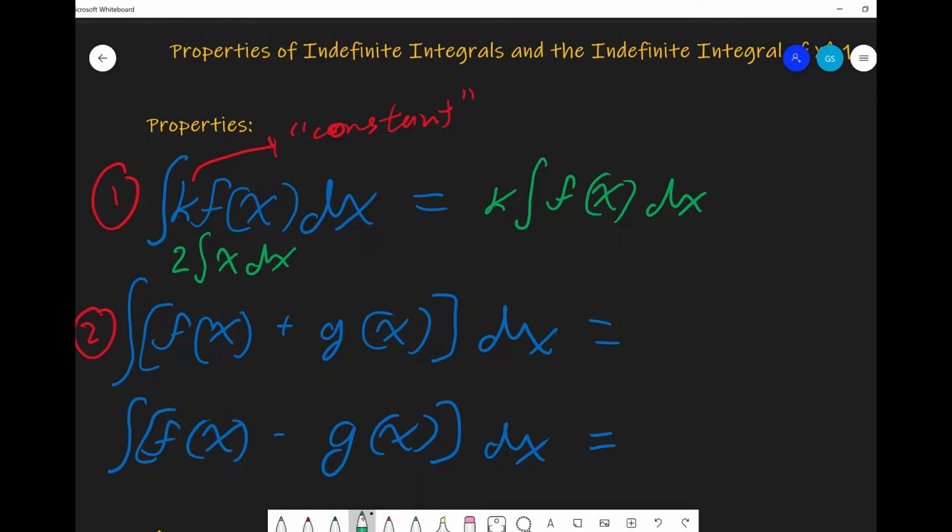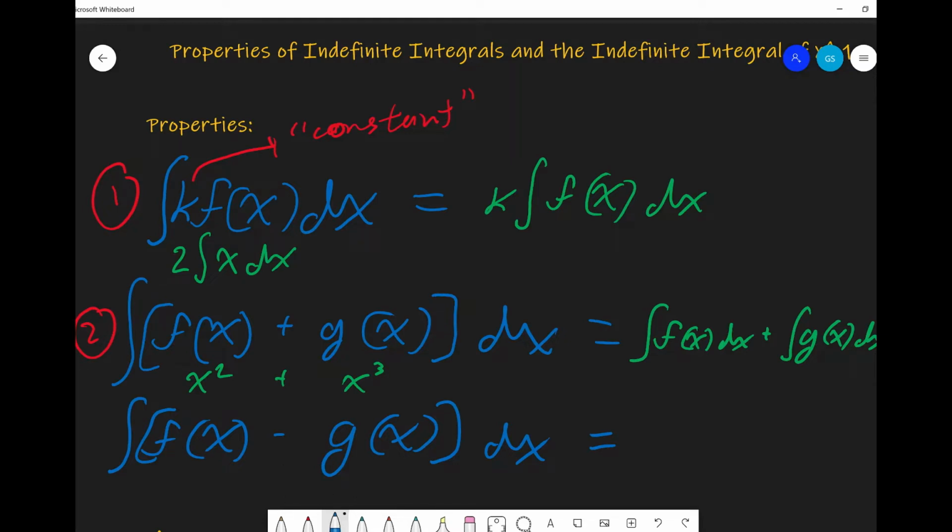Second property is if we have two functions adding each other. So let's say this was x squared plus x cubed, right? And we want to integrate this, right? What we can actually do is integrate the individual functions and add them up. So that would be the integral of f of x plus the integral of g of x.